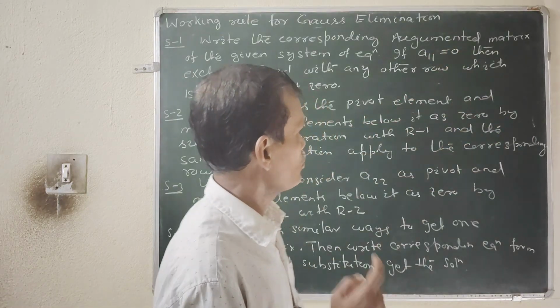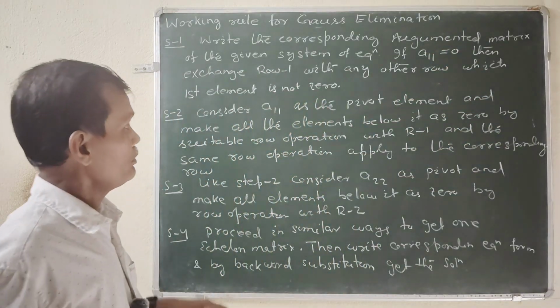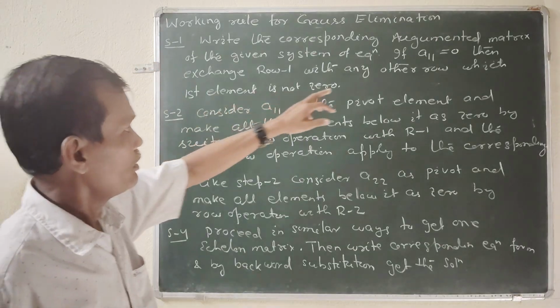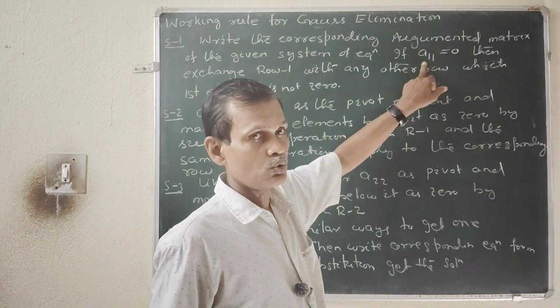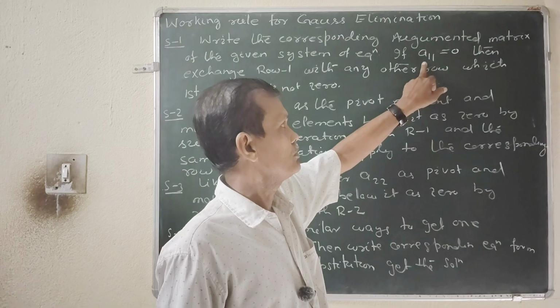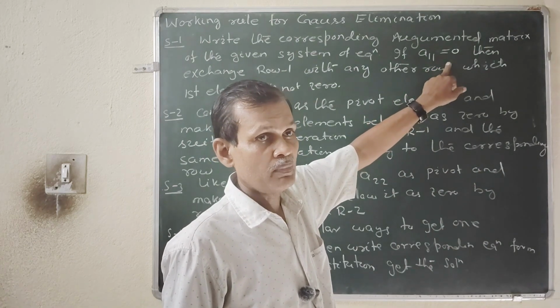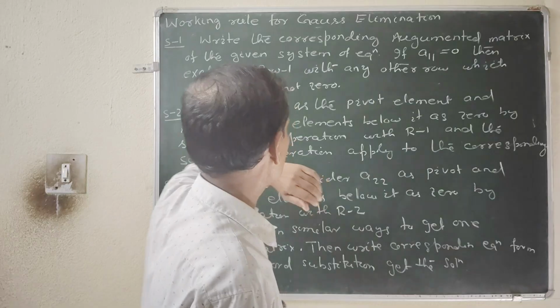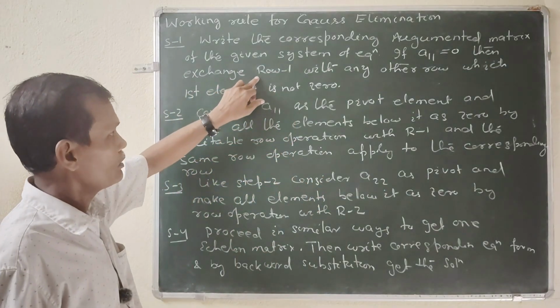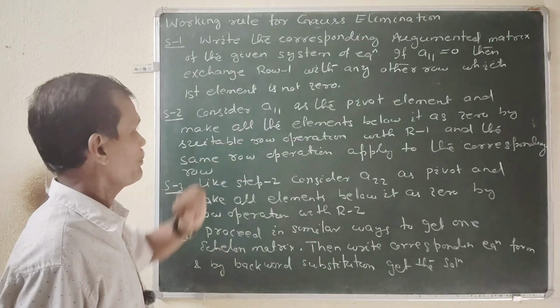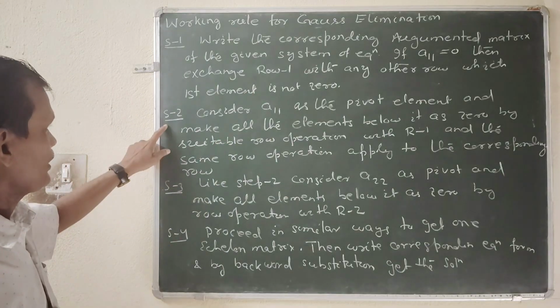You know what an augmented matrix is. When we write the augmented matrix, observe whether A11, that means the first row first column element, is 0 or not. If it is not 0, then it is well and good. But if it is 0, then we have to exchange row 1 with any other row whose first element is not 0. Then come to the second step.